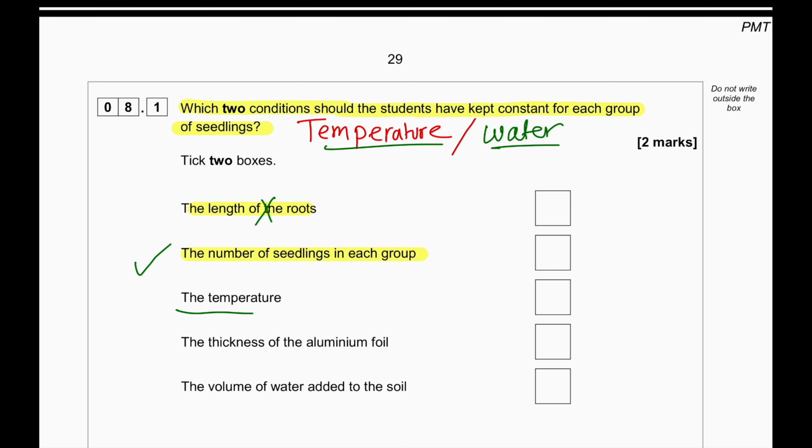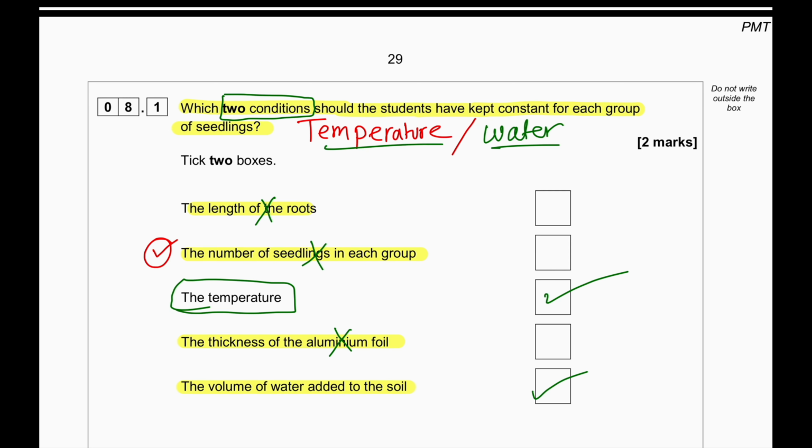Then next, we can keep the temperature. Now the number of seedlings in each group we can keep constant, but it does not belong in terms of conditions. So number of seedlings will not be correct. Temperature, yes. The thickness of the aluminium foil cannot affect how much light enters, or if it is thin, then less light enters. It's not like that. So we'll keep that away. And the volume of water added to the soil. Yes, because this is a condition that can influence the growth of a plant. So volume of water added to the soil must be kept constant. Many times students will give this second point correct, and that's where they're going to get it wrong, because they asked for two conditions and not for the similarities in the number of plants or seedlings being used.